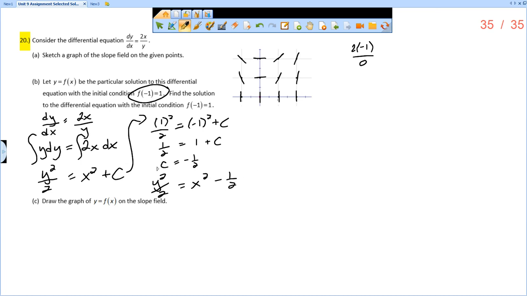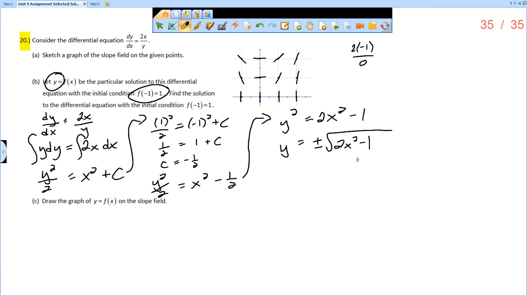Now I need to solve explicitly for y, because it says y equals f of x and we're solving for the particular solution. I'm going to multiply by 2, so I end up with y squared equals 2x squared minus 1. Then I take the square root, so y equals plus or minus the square root of 2x squared minus 1. Now we need to choose a positive or a negative. We're told that f of negative 1 is 1, so the only way to get a positive value for y is to have the positive. So y equals the positive square root of 2x squared minus 1. That's our answer for B.